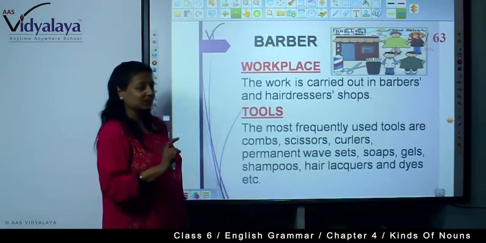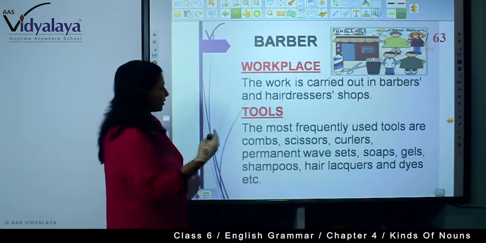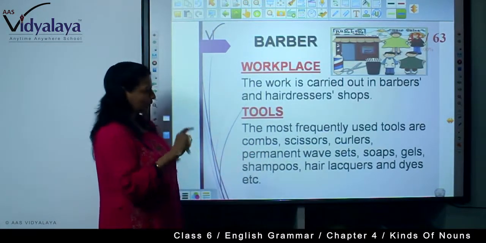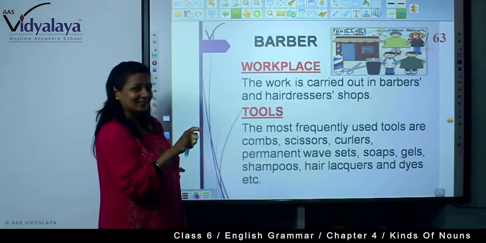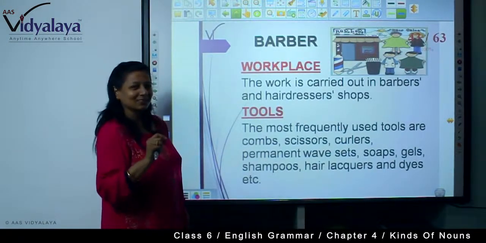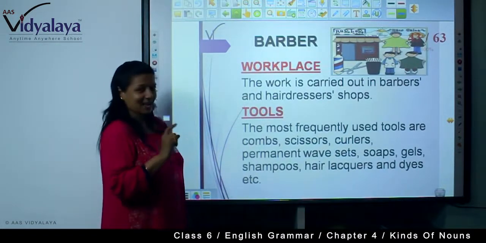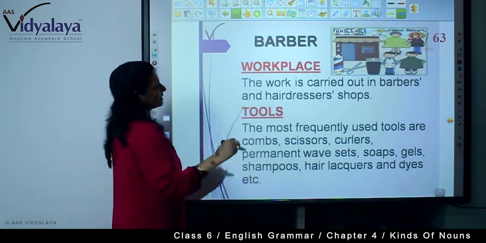So you need to learn the tools, and when you next go to the barber shop, you will have all the names, and you can mention, oh, this is the permanent wave set, oh, this is the curler. You must have seen all these articles there in the barber shop, and you say, yes, I know all these things. So this is the thing.